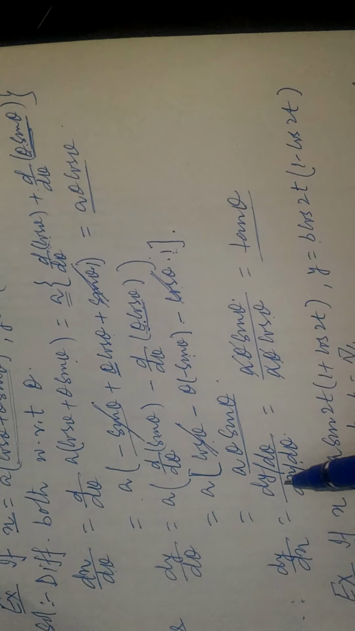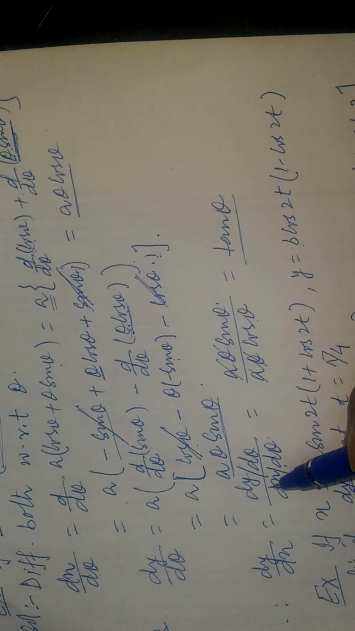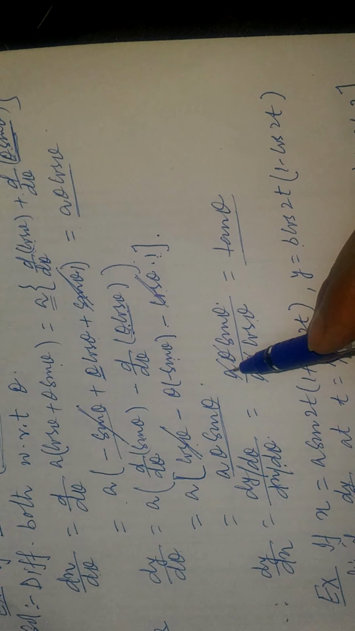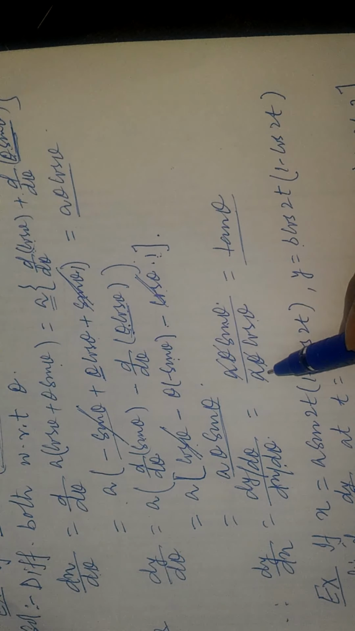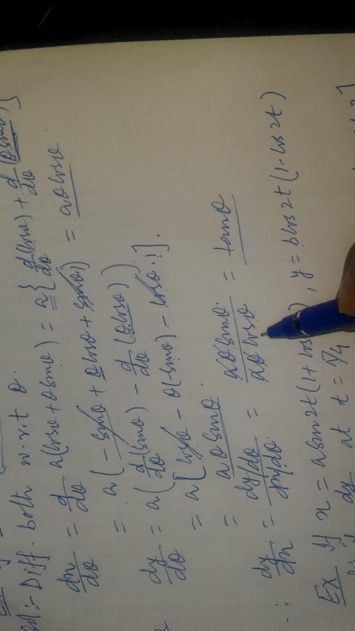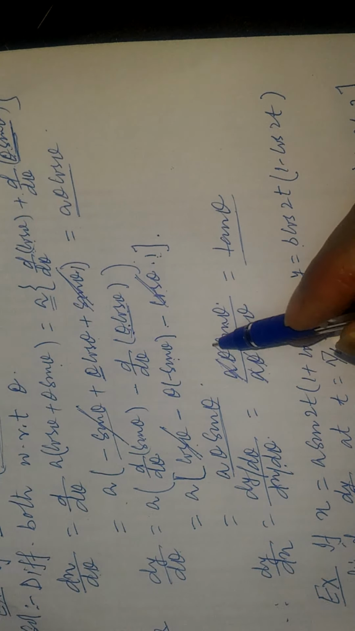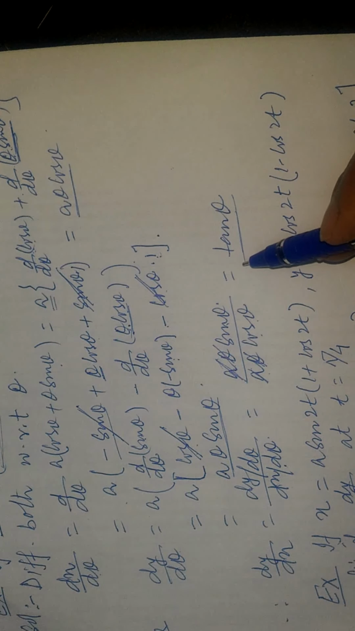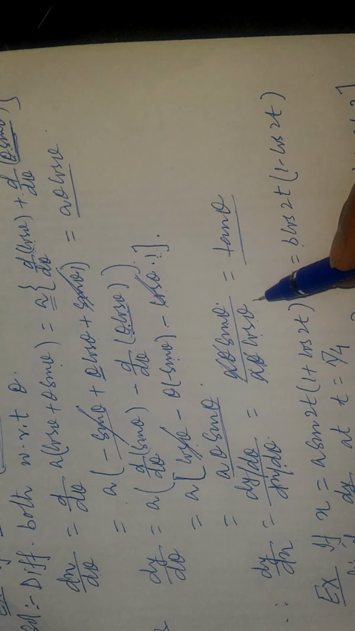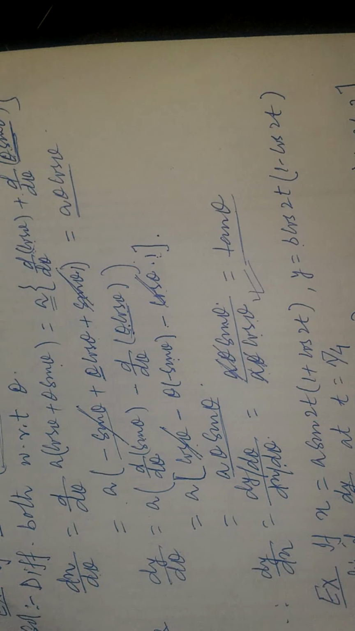Now dy by dx is dy by d theta upon dx by d theta. So dy by d theta you have got a theta sin theta and dx by d theta you have got a theta cos theta. You can cancel out a theta, so you are getting tan theta. So you have been able to find out dy by dx.